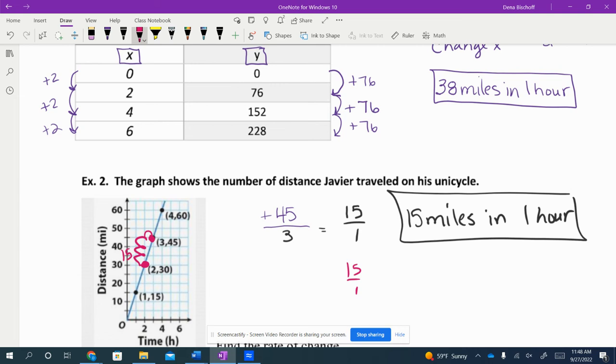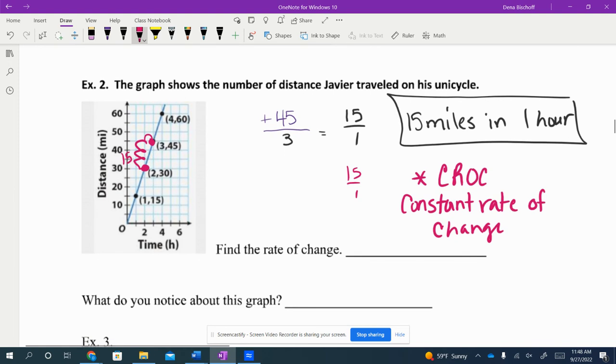So I'm going to maybe make a little note right here that says constant rate of change. I call it CROC. Constant rate of change. Like a crock of crap? No, not like that. Constant rate of change is linear.